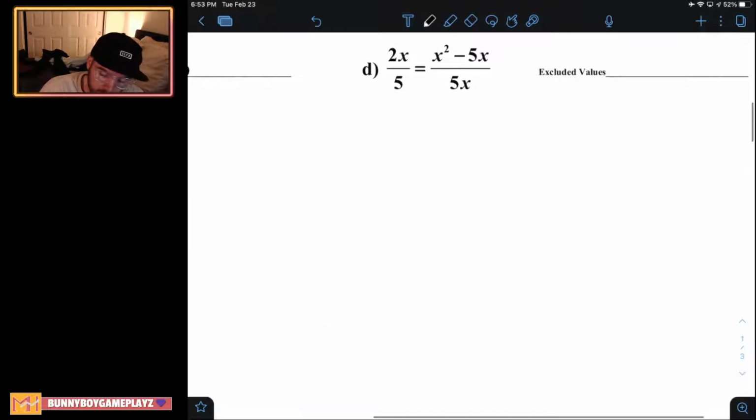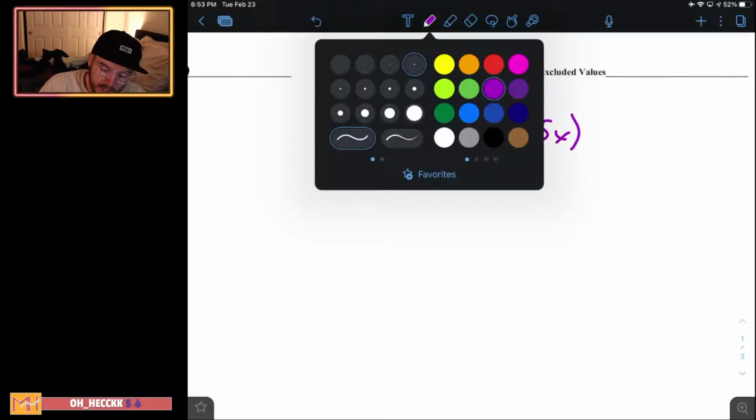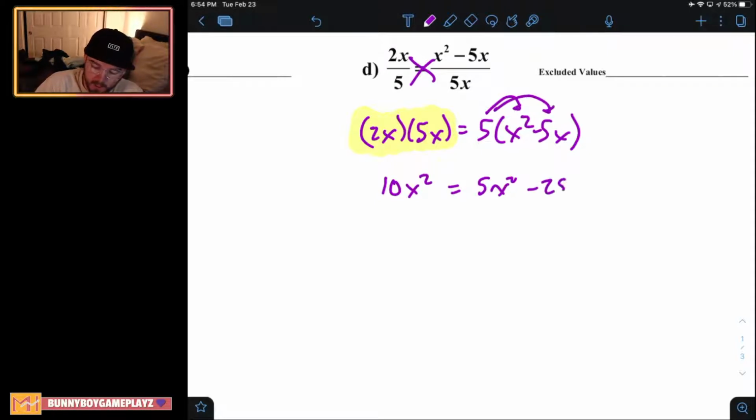All right, still plugging along. Let us cross multiply and solve. 2x times 5x and 5 times x squared minus 5x. So here's another question for you offhand. What is this going to multiply to be when we do 2x times 5x? Let's just make sure we're on the same page. That's right, it's going to be 10x squared. 2 times 5 is 10, x times x is x squared. And when you distribute the 5, you get 5x squared, and distribute the 5, you get minus 25x.